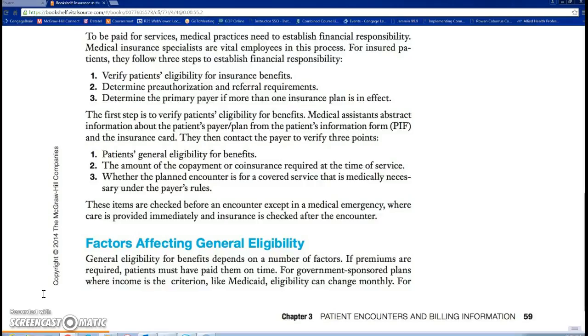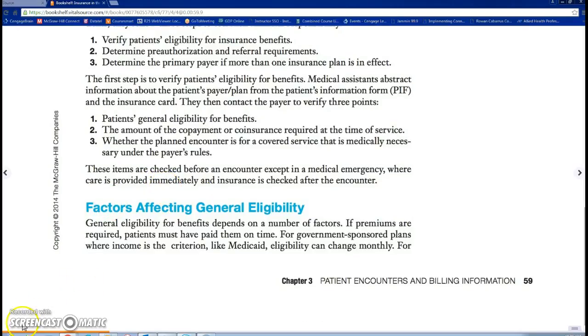They're going to determine whether or not you're eligible, and if any pre-authorization or referrals are needed, and if there is more than one insurance company, who's primary, that type of thing. And we're going to cover most of that here in just a few minutes. The first thing we're covering is the factors that affect eligibility.